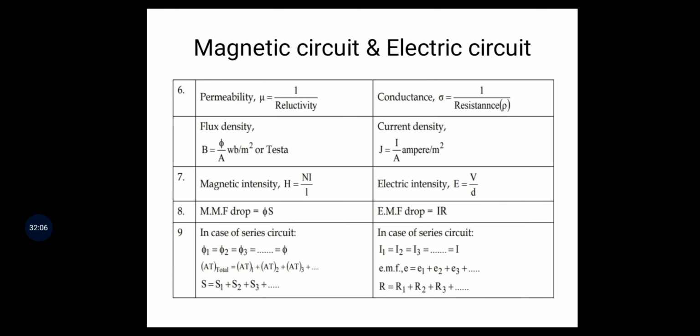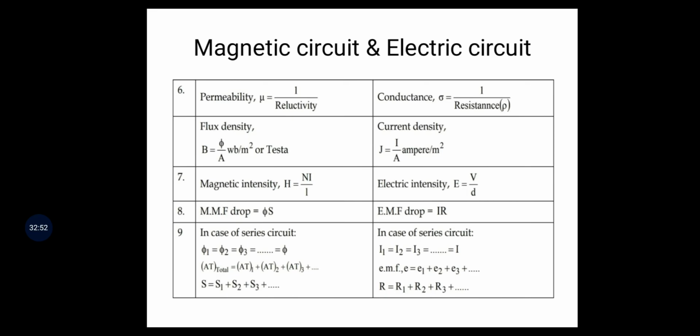Here magnetic intensity H is equal to Ni by L. Electric intensity E equal to V by D. MMF drop is equal to pi S. EMF drop equal to IR.